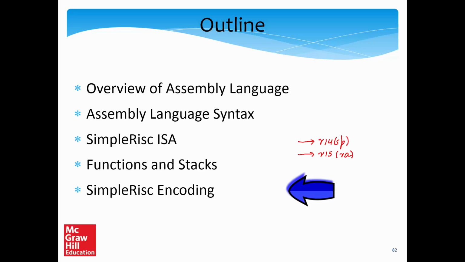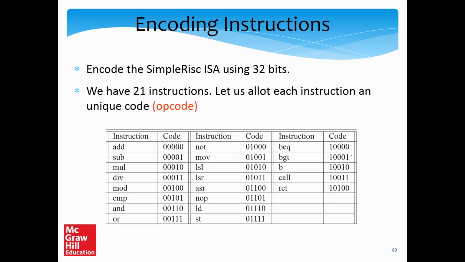Now let's look at an encoding of the instruction set in binary bits. So basically, if you have 32 bits, we need to be able to encode all the instructions. Because after all, the computer does not understand assembly, it only understands zeros and ones. So every assembly instruction needs to be encoded in simple zeros and ones. So we have 32 bits to encode the instructions because it's a 32-bit instruction set. And we up till now have introduced 21 instructions.